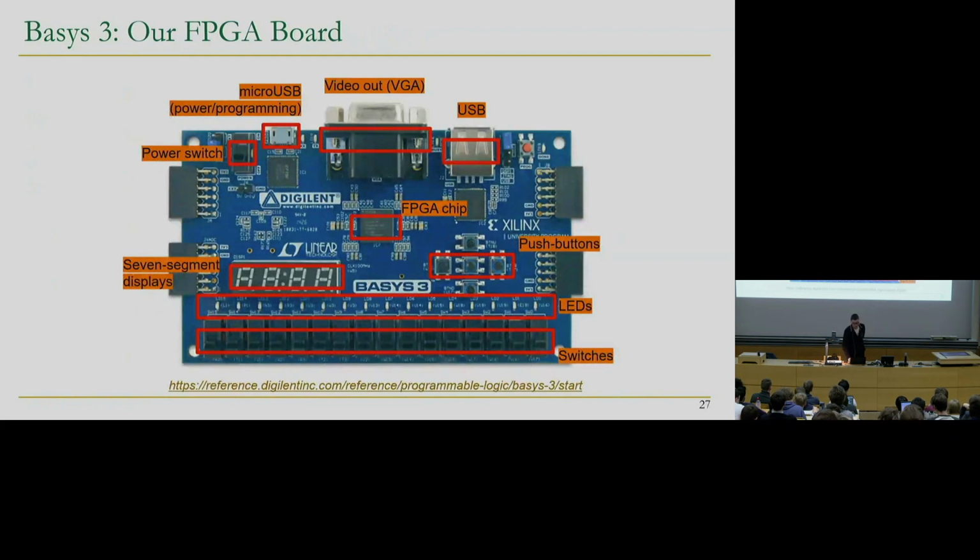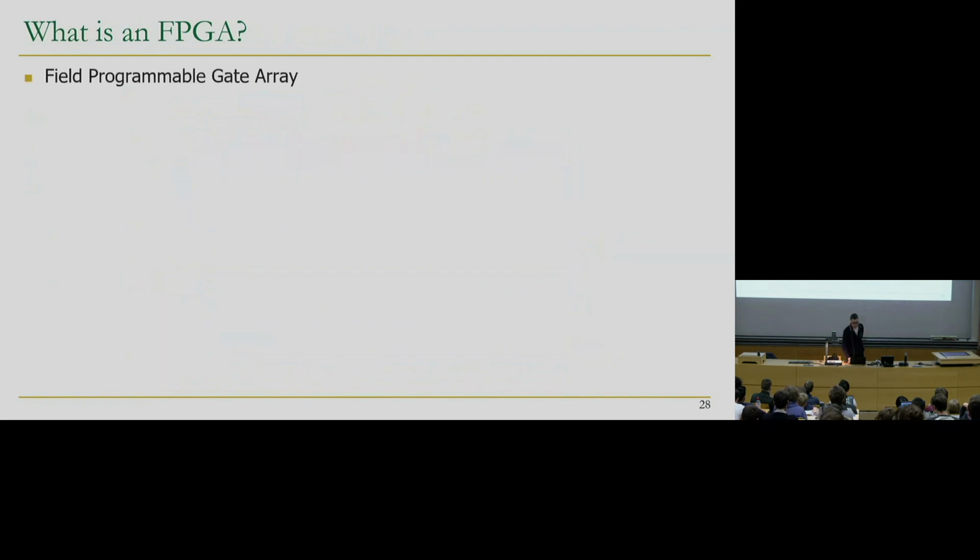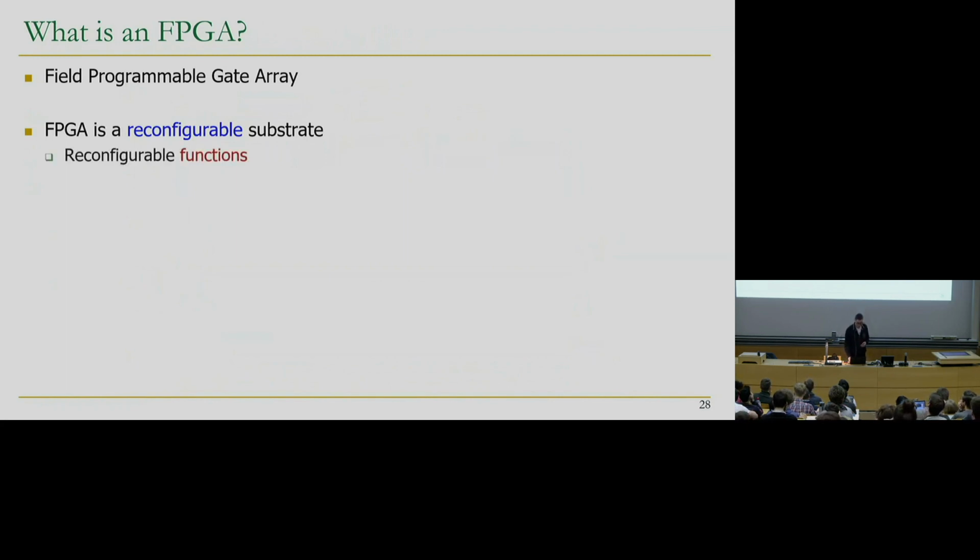Okay, so as I showed you previously, this is the FPGA that we'll be using. Let's look at the FPGA chip itself rather than focusing on the entire board. FPGA stands for Field Programmable Gate Array. It just means that you can program it on the fly. Rather than having a fixed design that you manufacture and cannot change, you can program this multiple times and pretty much whenever you want. So it's a reconfigurable substrate.